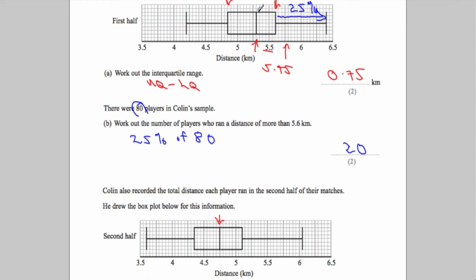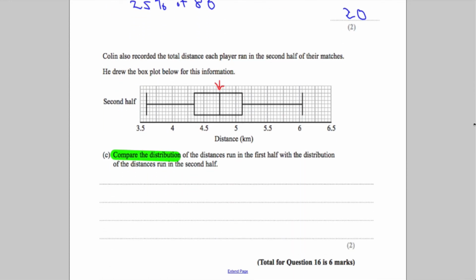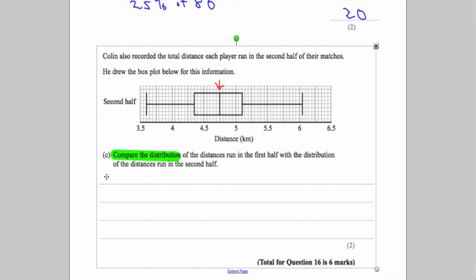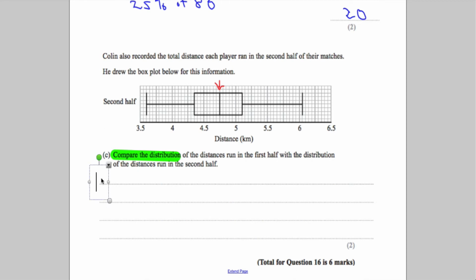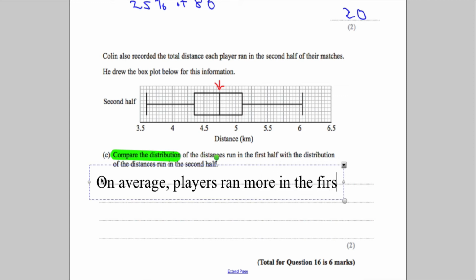So if we have a look at it, we can see on average they're running more in the first half, and that makes sense, doesn't it? Because players are going to get tired. So you can say on average, in fact, I'm going to save a wee bit of time. I'm going to type it up here. On average, players ran more in the first half.